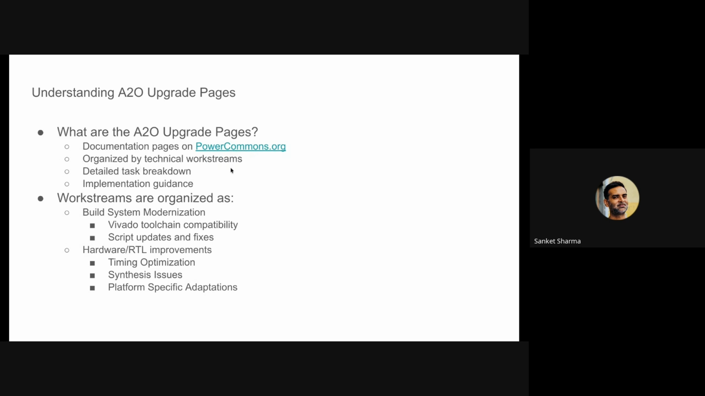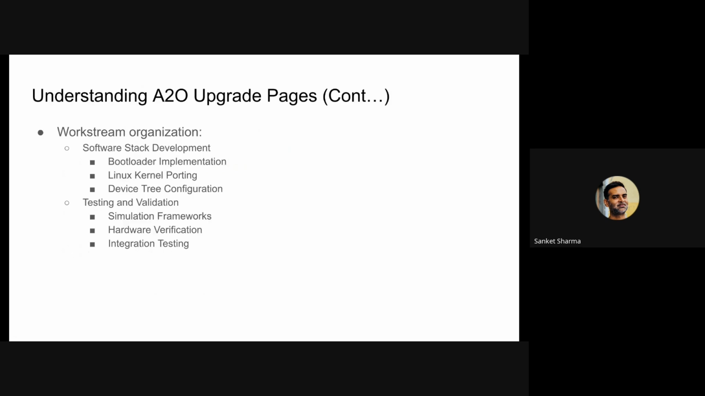So this is exactly what I'm talking about in the slide here. These are organized by technical work streams. And if you go to any of those pages, you'll find a detailed task breakdown and implementation guidelines. Work streams are basically what I was showing you previously. They're organized as build system modernization, which is like a revival project to get the first basic version working, and then the next one is the upgrade project or the RTL improvements. Feel free to browse around. This just talks about the different tickets and organization.